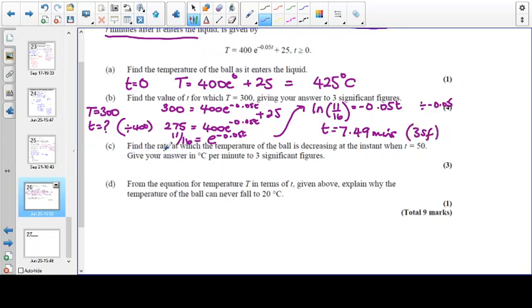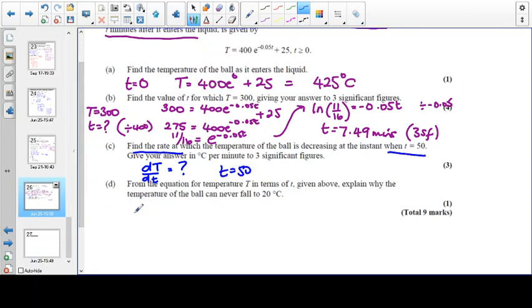Part C, find the rate at which the temperature of the ball is decreasing at the instant when t equals 50. Give your answer in degrees C per minute to 3 significant figures. So we're after the rate at which the temperature is decreasing, so we are going to do d big T by d little t. We want to know what that is when t is 50.